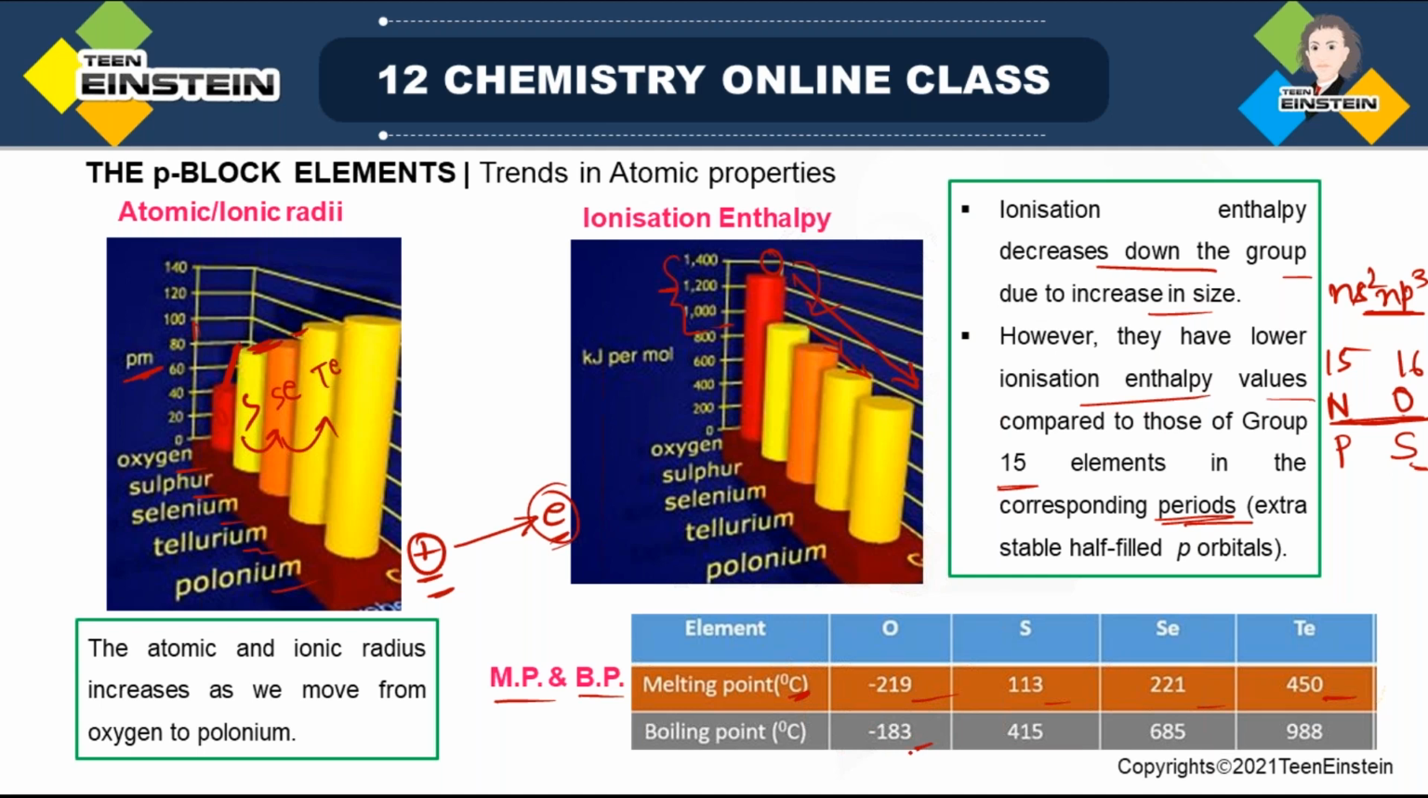So see, it is negative. That means what? It is gaseous in nature. That is, under normal condition, oxygen, how does it exist? It exists as a gas. That means its boiling point will be very, very low. It is having a negative value. But sulfur, it is solid. So that is why now it is positive.